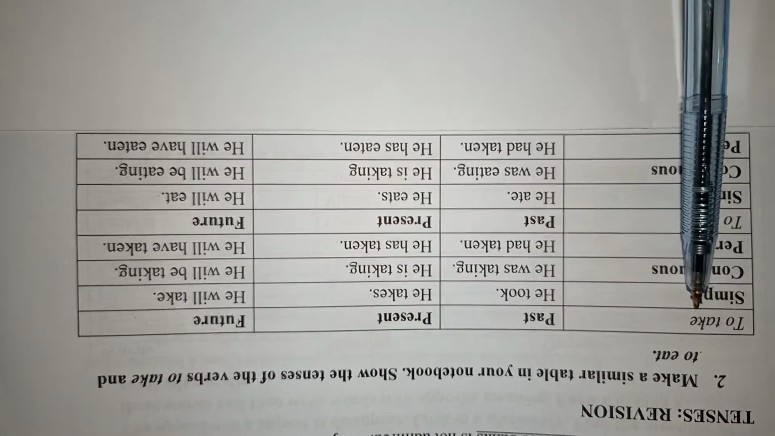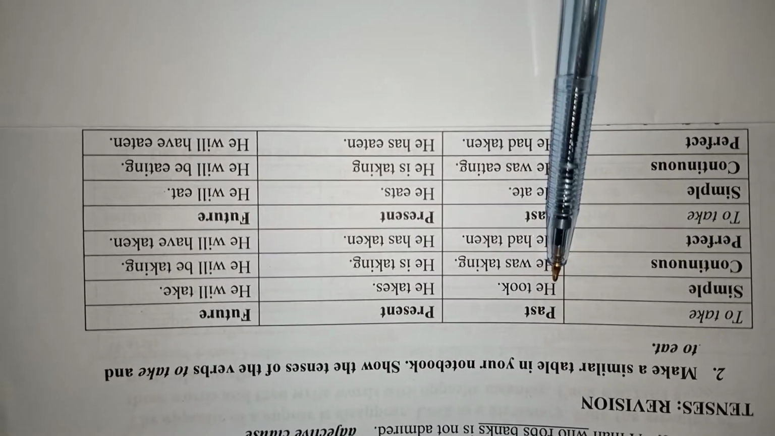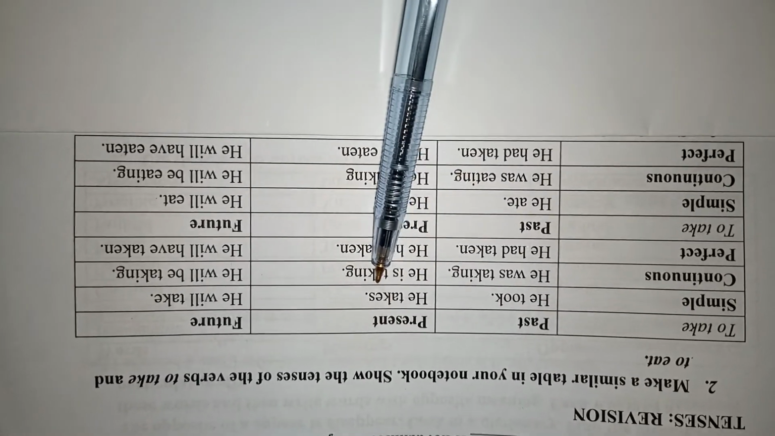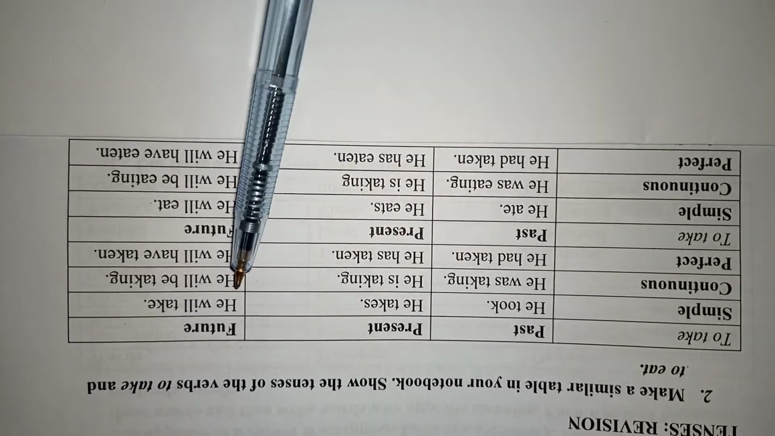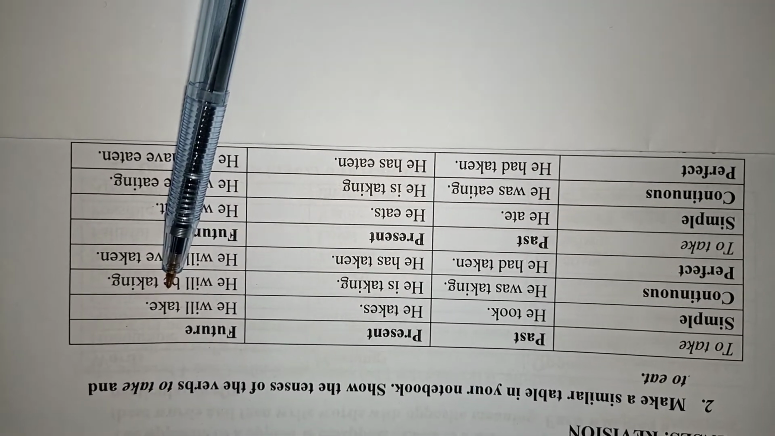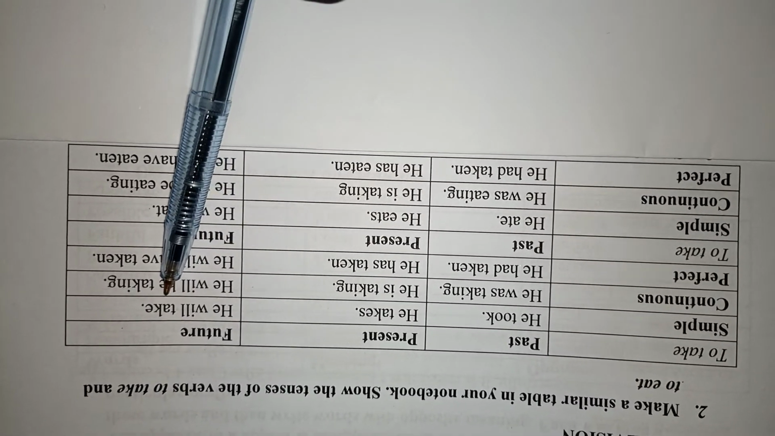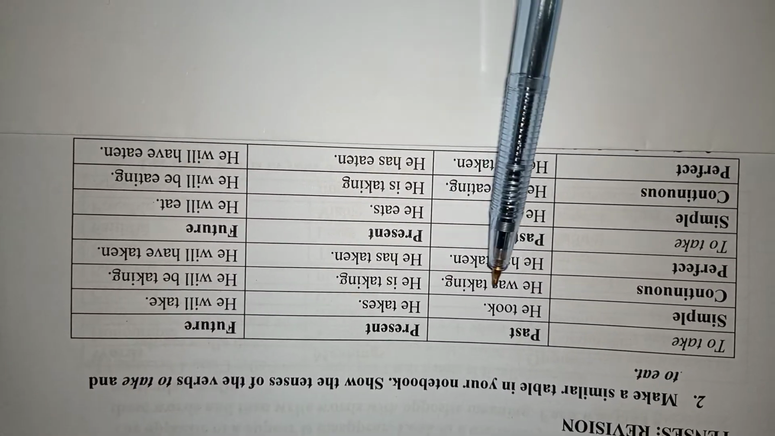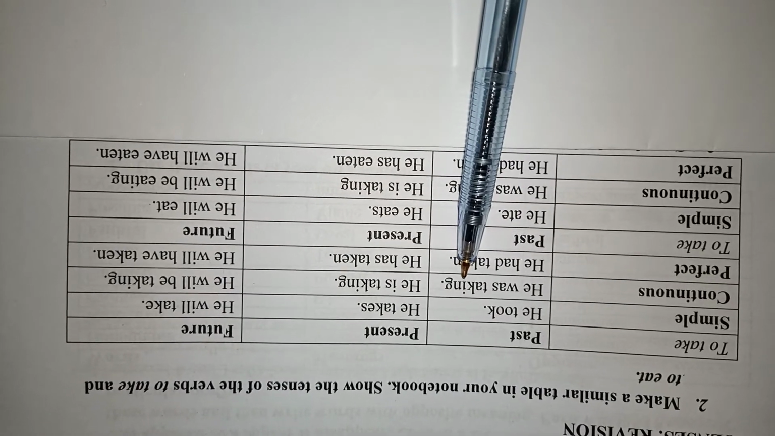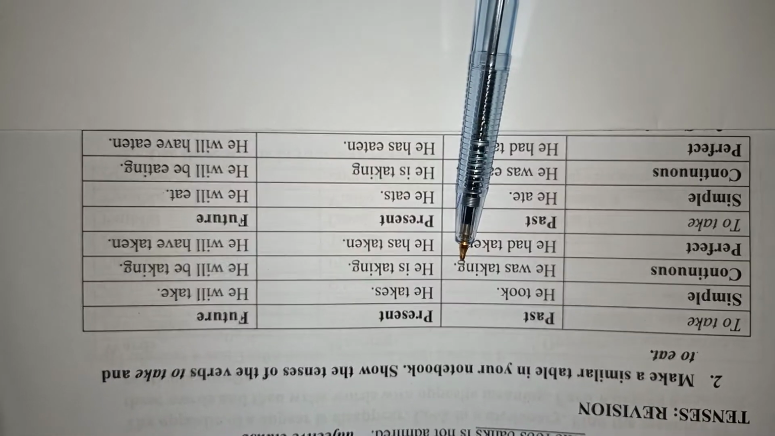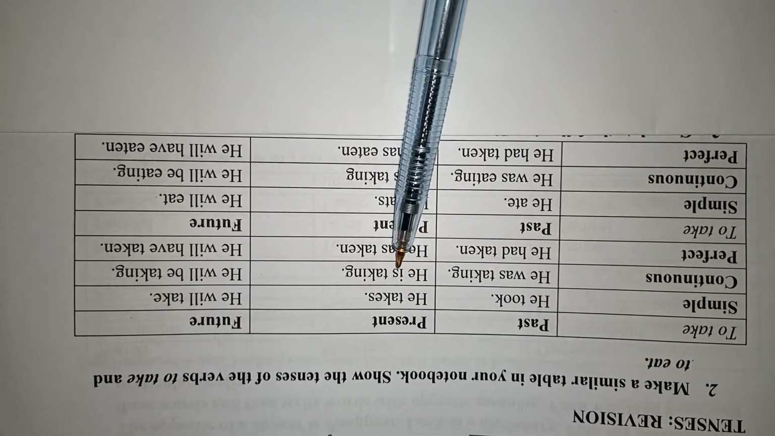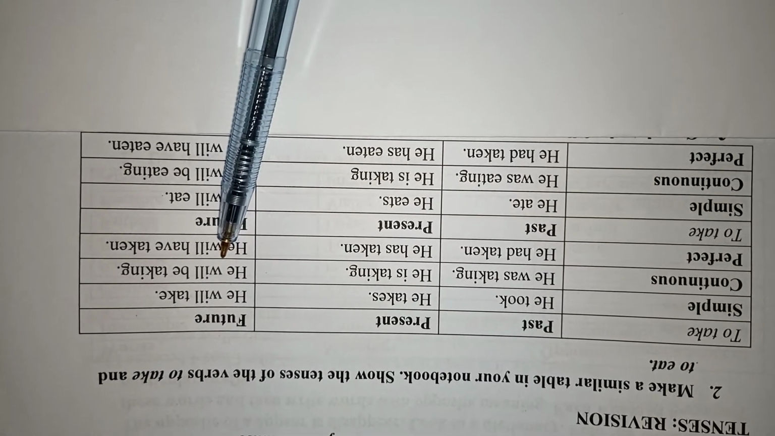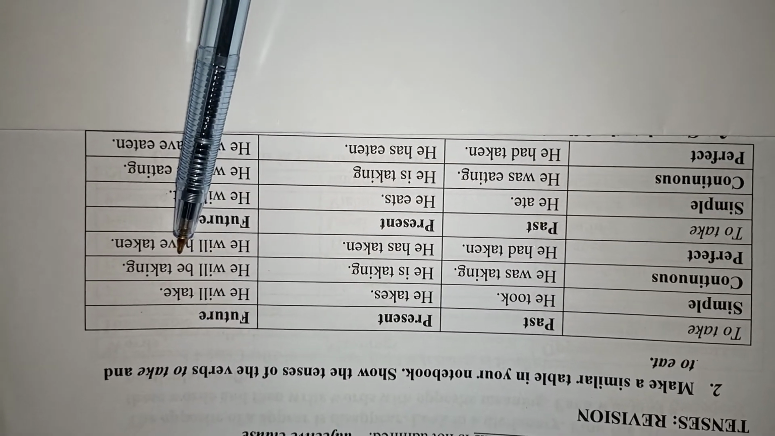The verb here is to take. In the simple past, we use he took, the second form of the verb. In the present, he takes, first form plus s. In the future, he will take, will or shall as a helping verb and the first form of the verb. Past continuous, he was taking, was as a helping verb and the verb's first form plus ing. He is taking, so the helping verb is is. In the future continuous, the helping verb is will be.